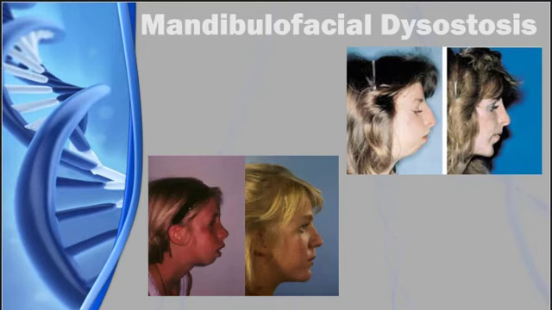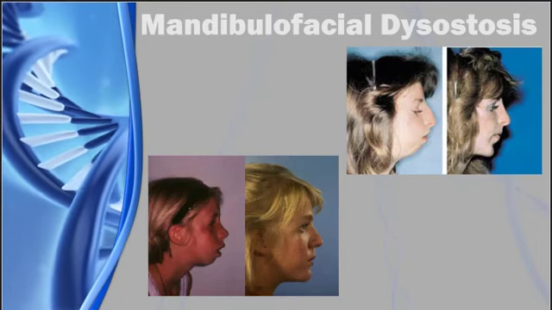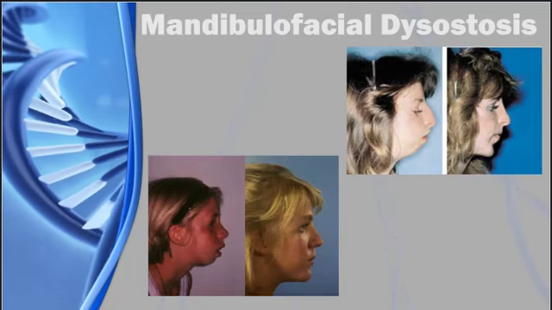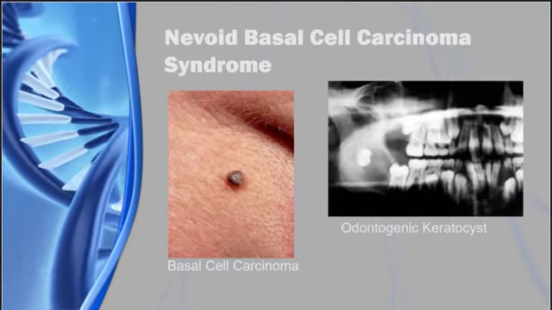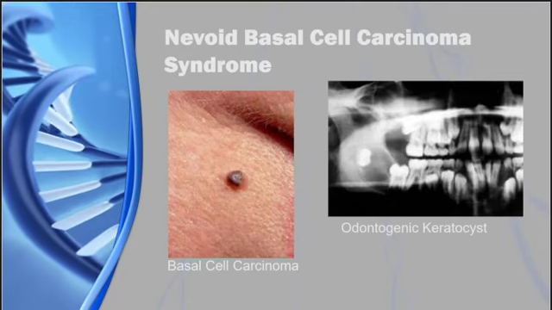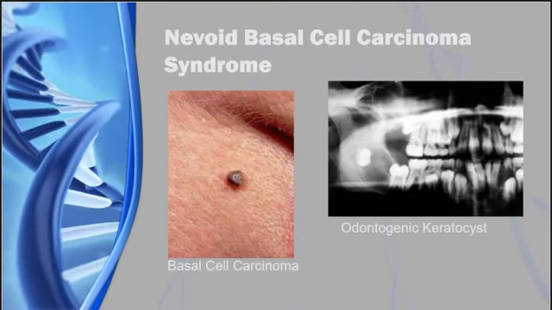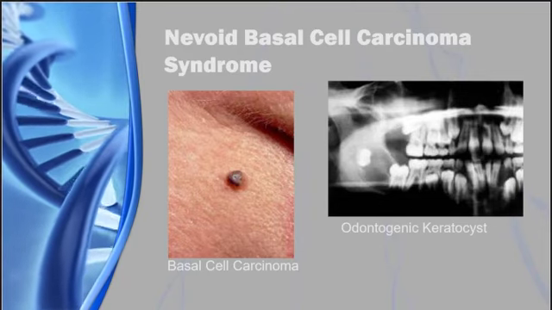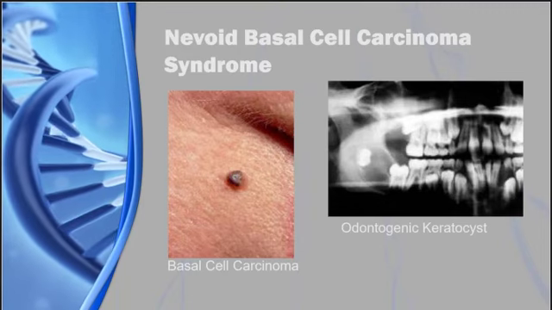The before and after pictures that we have here are pretty incredible. But Treacher-Collins syndrome has a very characteristic look. Nevoid basal cell carcinoma causes multiple basal cell skin cancers and jaw cysts in 90% of the people who have this condition. There are 5 main components to Nevoid basal cell carcinoma syndrome.